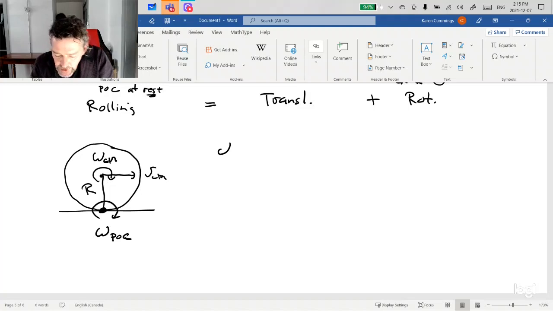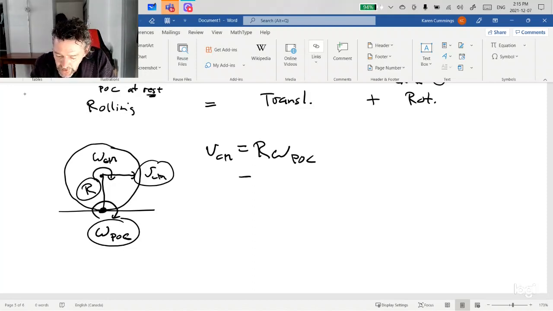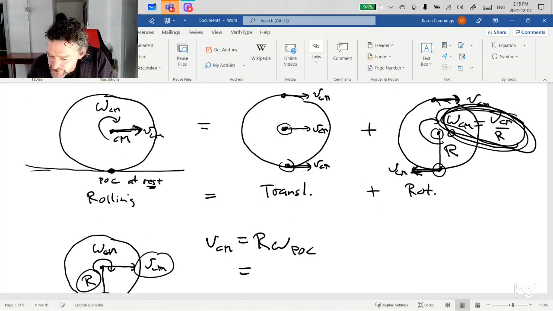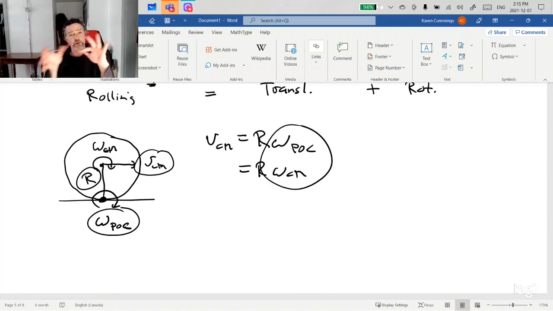And so it had better be true that this VCM is equal to this r times that omega point of contact. But wait a minute, we know that VCM is just r times omega cm. So these two are equal. So whenever you have a wheel rolling, you can think of it as at the point of contact momentarily at rest, and the thing pivoting with an angular velocity that's exactly the same as the angular velocity about the center of mass.